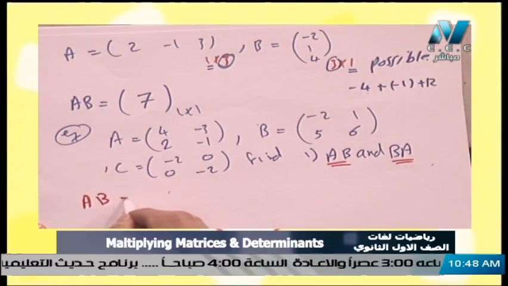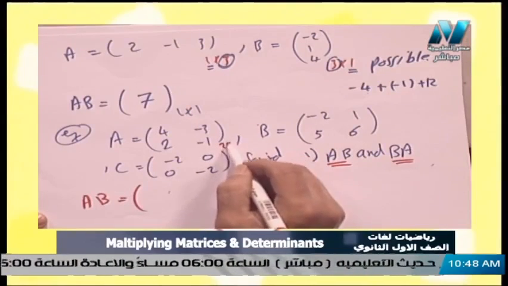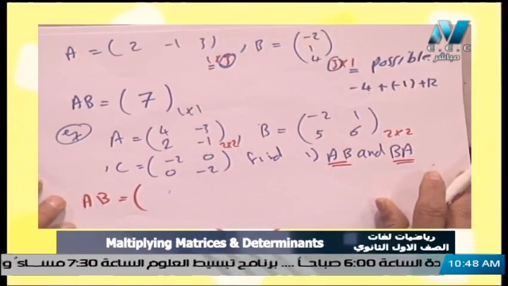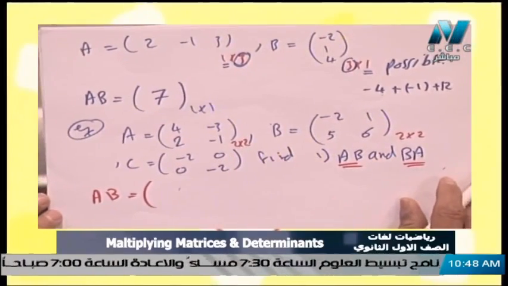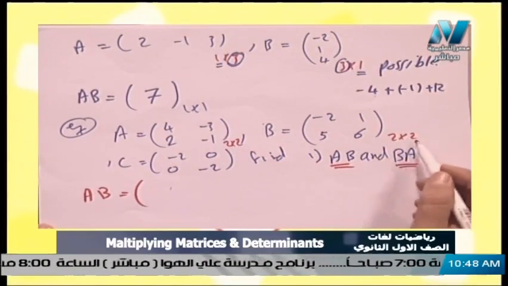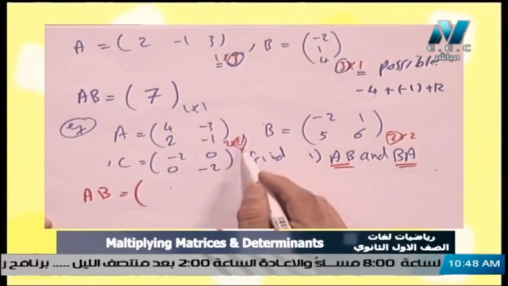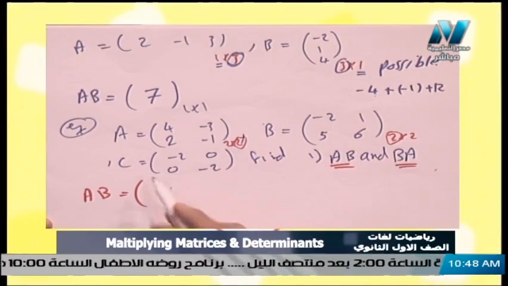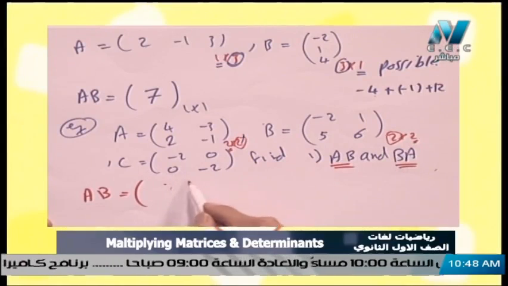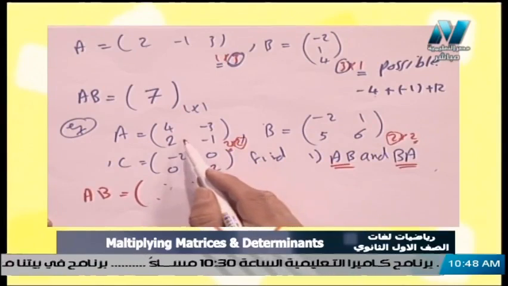AB equals, what is the order of A? It is 2 by 2. B is 2 by 2 also. We have 2 by 2 and 2 by 2. So here 2 equals 2. It will be possible to find AB. And it will be 2 by 2 also, so 2 rows and 2 columns. Okay, let's move to multiplying.